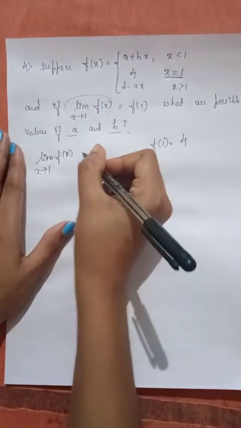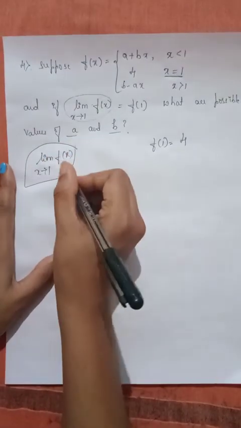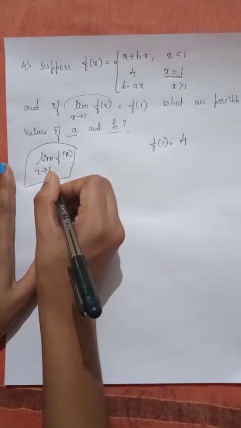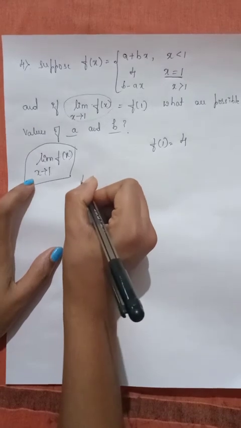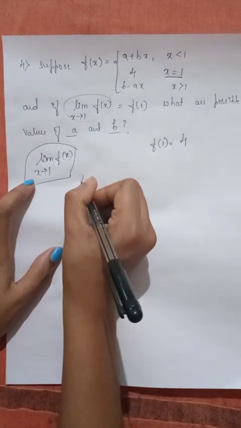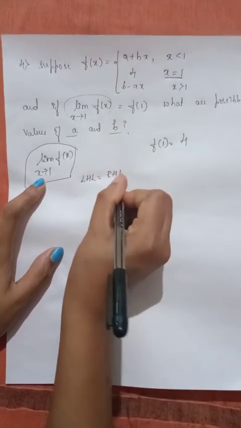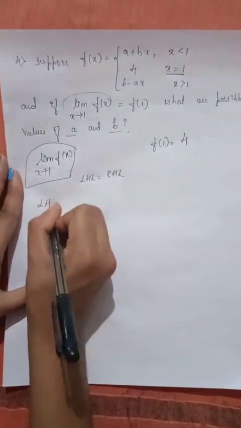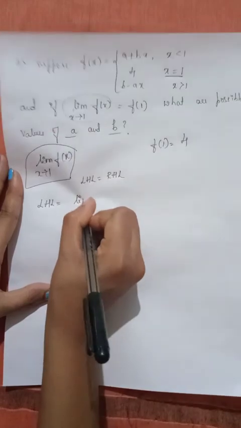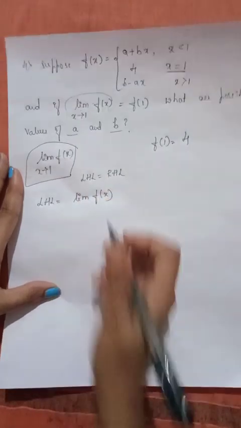Now, if I have to find the limit of a function as x tends to 1, one thing I should be very clear about is when the limit exists. When does the limit exist? If the left hand limit is equal to the right hand limit. So I have to find the left hand limit. What is the left hand limit? It is the limit of f of x.